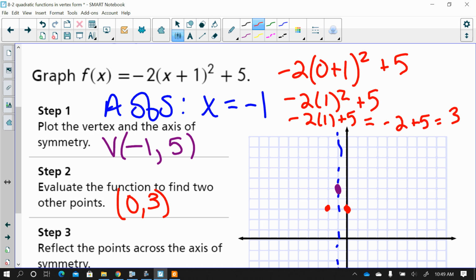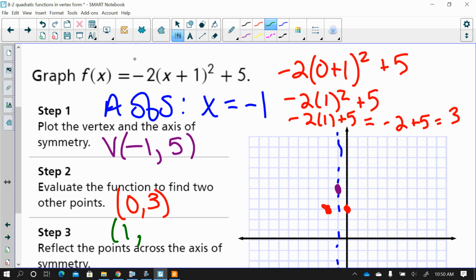So I go 1 dot away on the other side. Okay, and let's do one more point just for the heck of it. What's another easy number? I can't use -1 because that's where the axis of symmetry is. So let's just do plain old 1. Okay, so let's plug in 1 and see what happens.